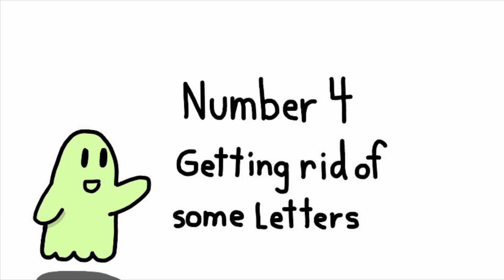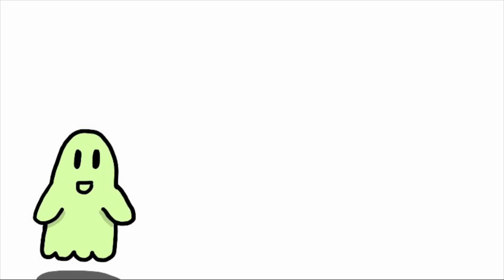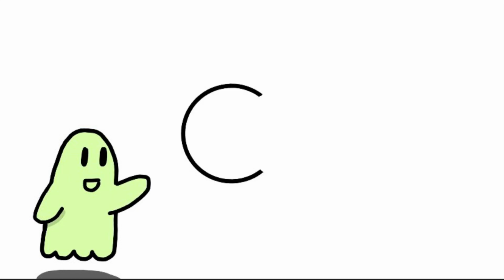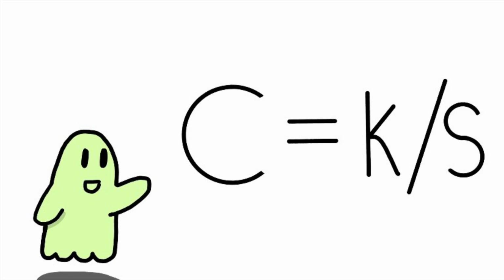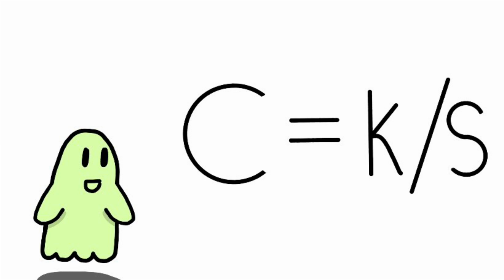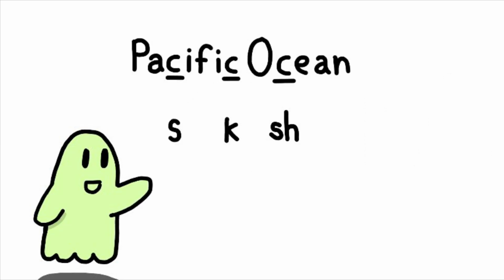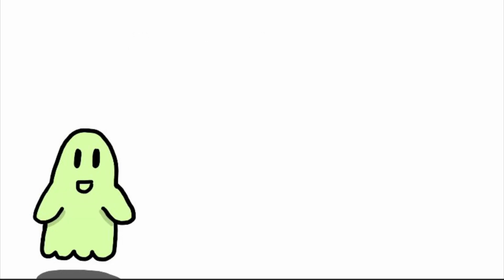Number 4, getting rid of some letters. Okay, so as most of you already know, not every letter in English has an actual sound. Look at C, for an example. It makes both a K and S sound. And as you know, you can't tell unless you're taught in school. Like the word Pacific Ocean. The 3 C's in that word all make different sounds, like S, K, and SH. You might know, just looking at a word, what sound C makes, but that doesn't mean that everyone else can do so. So I just got rid of it.